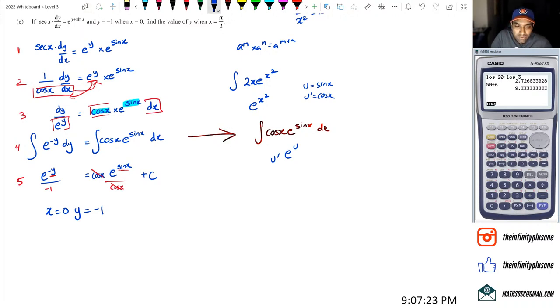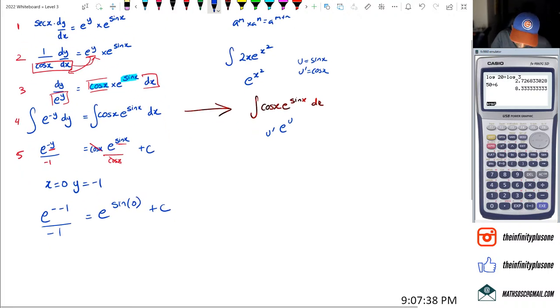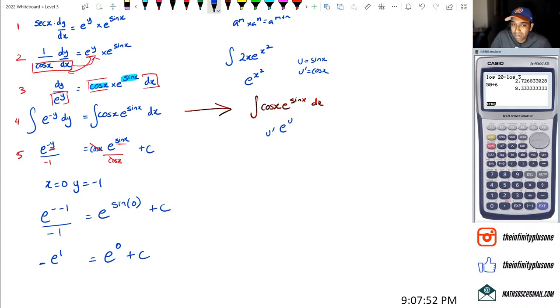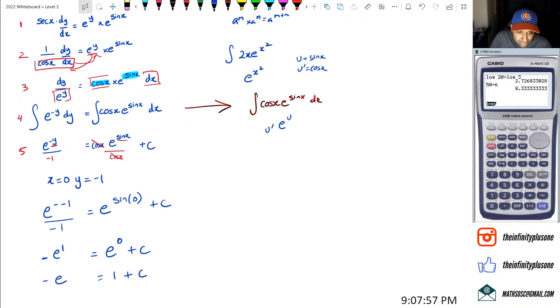So we know that y is negative 1 and x is equal to 0. I can rewrite this as e to the power of negative of negative 1, divided by negative 1, equals e to the power of sine 0 plus c. Now, e to the power of 1 divided by negative 1 is negative e, equals e to the power of sine 0. Sine 0 is equal to 0, so I get e to the power of 0. Any number to the power of 0 is 1, and I've still got e to the power of 1.